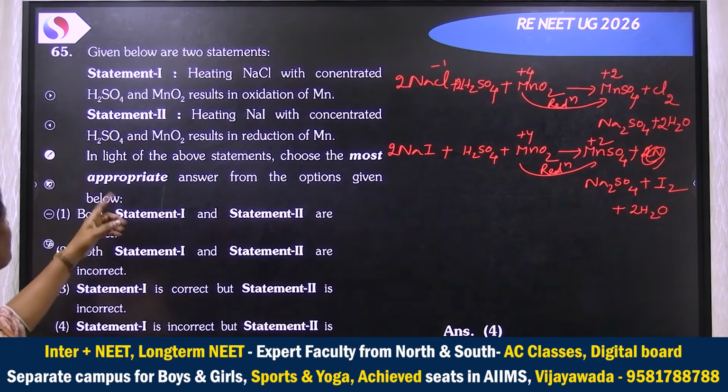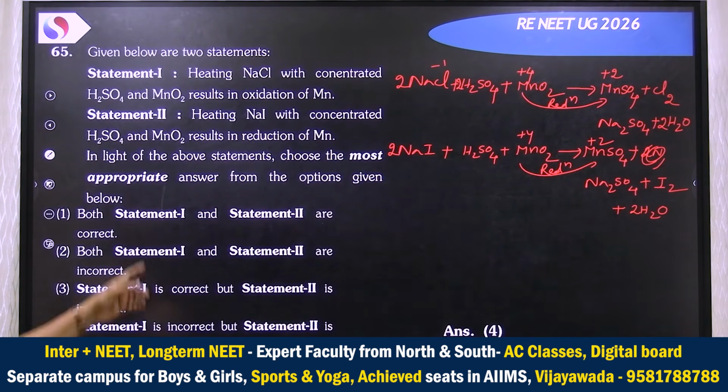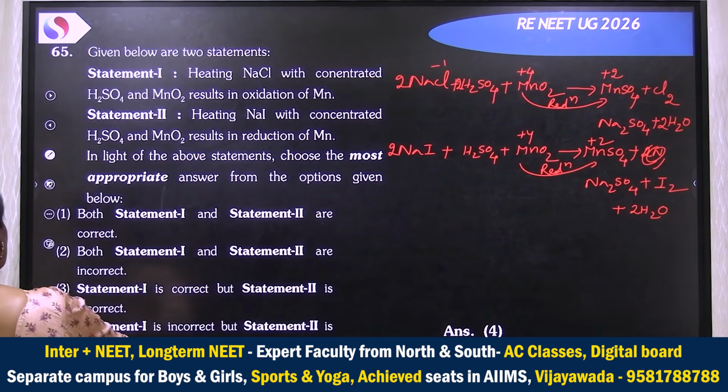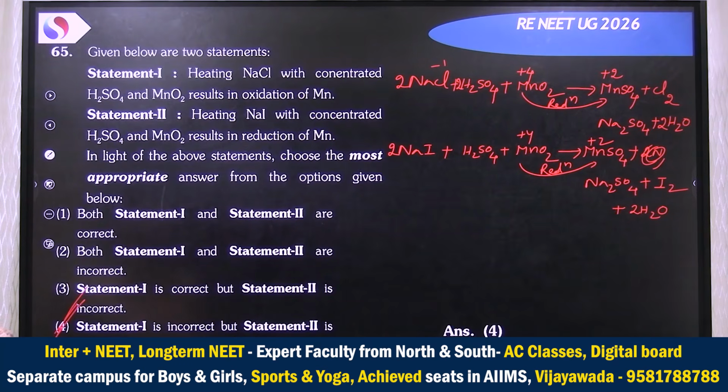Again here also manganese is undergoing reduction. So in statement 2 it is already given as reduction of manganese, so the second statement is correct. Statement 1 is incorrect but statement 2 is correct. So the fourth option is the correct one.